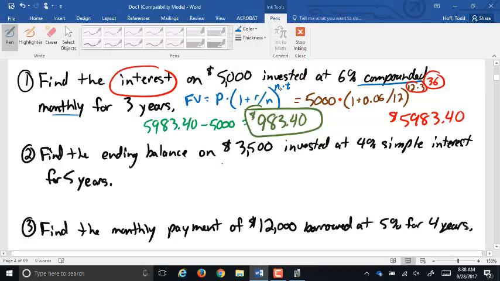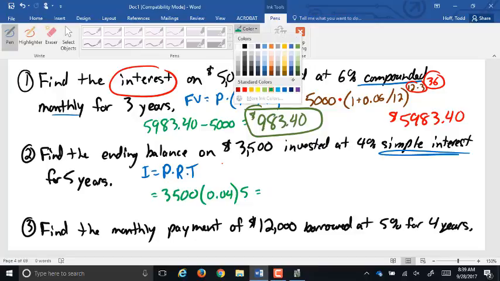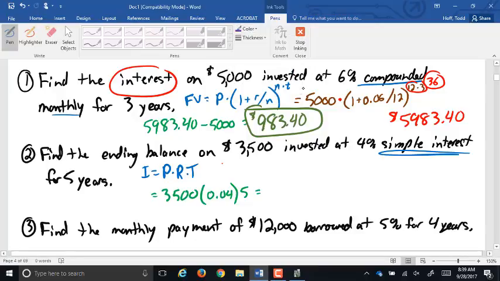For the second one, find the ending balance on $3,500 invested at 4% simple interest for 5 years. What's the key word here? Simple interest. So simple interest is interest equals principal times rate times time. So it's 3,500 times, what's the rate? 0.04, and the time? 5 years. So 3,500 times 0.04 times 5 is $700.